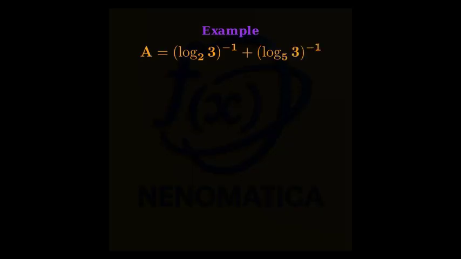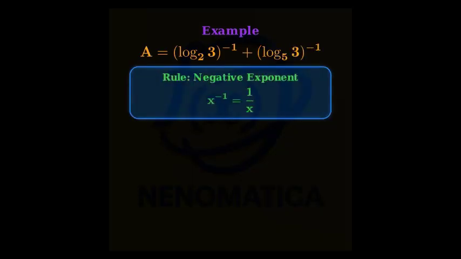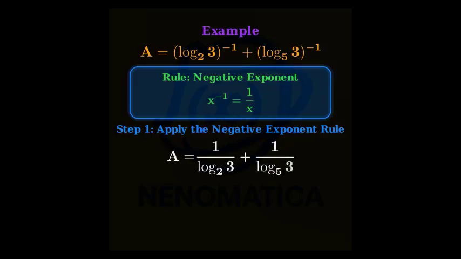We will solve one example, step by step, following the exact structure shown. Then we will compute the precise range of a. Here is the problem statement. Step 1. Apply the negative exponent rule. x to the power negative 1 equals 1 over x. Then rewrite it using fractions.